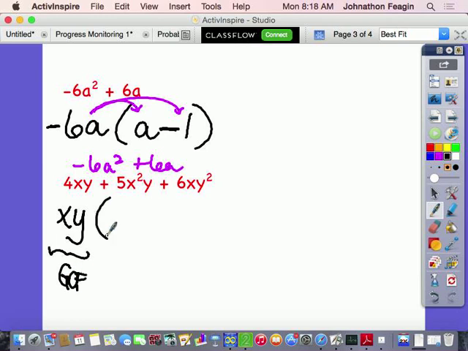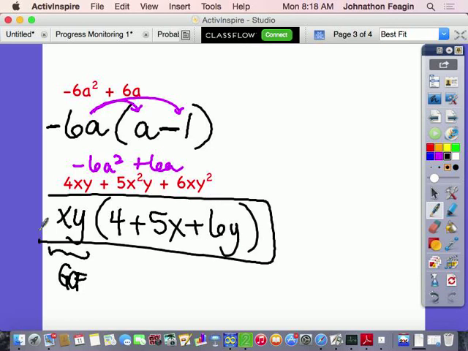So when I take out an xy from the first term, that leaves me with a 4. From the second term, that leaves me with a 5x, because I had 2 x's there, but I took out 1. And then from the last term, that leaves me with a 6y. And then this is our GCF.